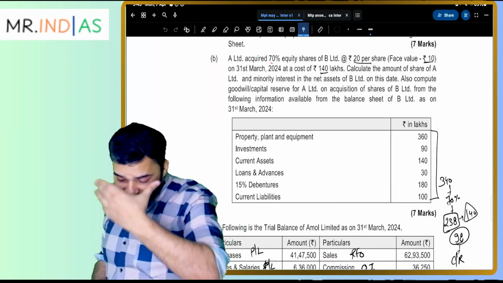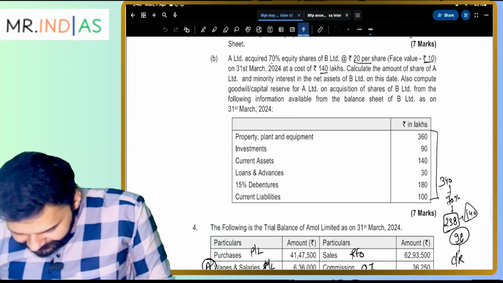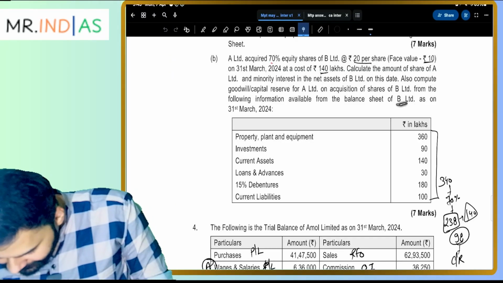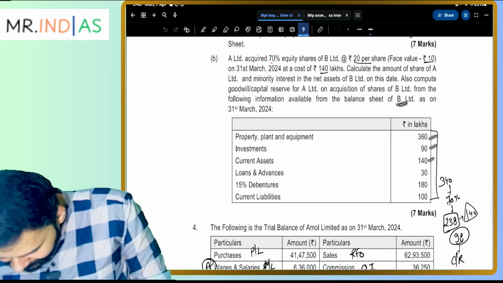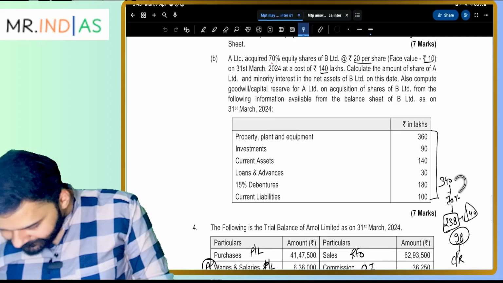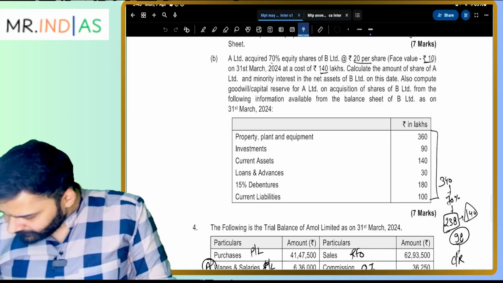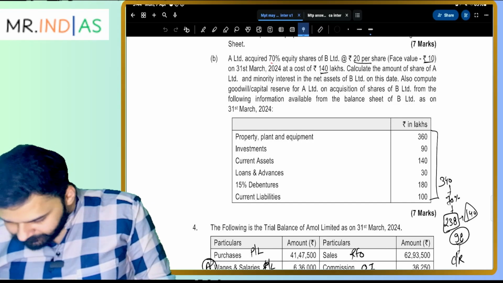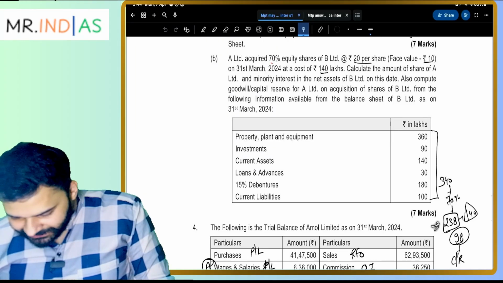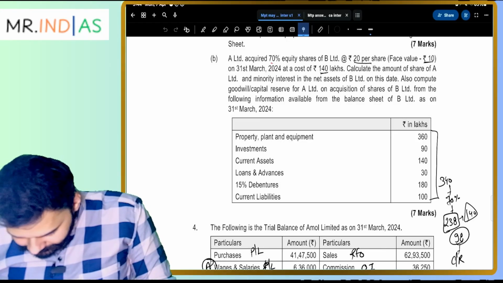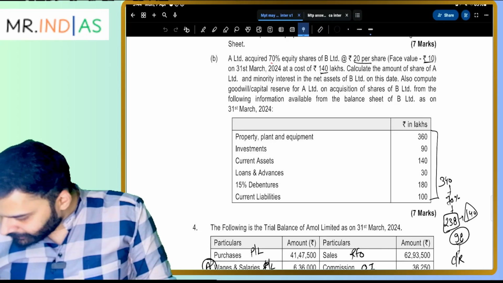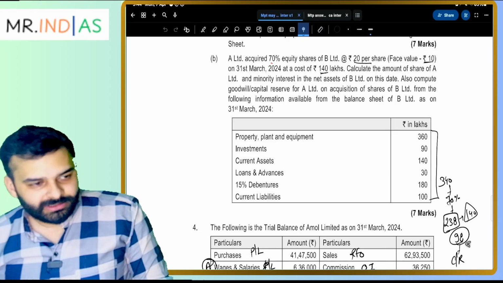So you have to calculate the net asset. Let's determine the net asset: property, plant and equipment 360, investment 90. The position of B Limited: 360 plus 90 plus 140 plus 30 minus 180 minus 100 comes out to be 340. 340 at 70% is 238, because you acquired 70%. So 238 will be the share of your net asset. Okay. You pay 140 and you get 238. So 98 would be your capital reserve. So simple.